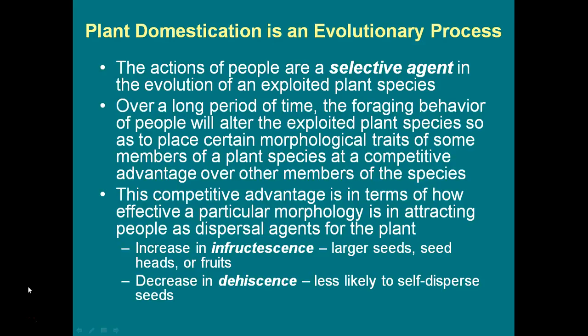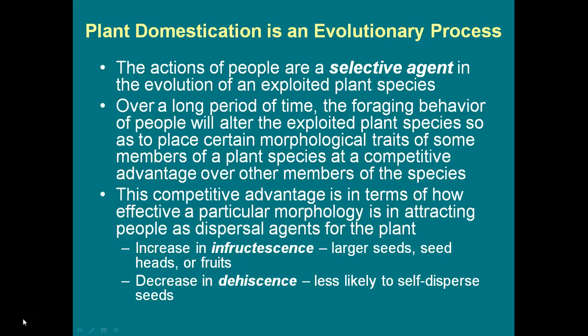Certain morphological traits that they have are more attractive to people, since people act as a dispersal agent for the plant seeds. And plant evolution is often guided by the desire to attract other animals to help the plant disperse its seeds.